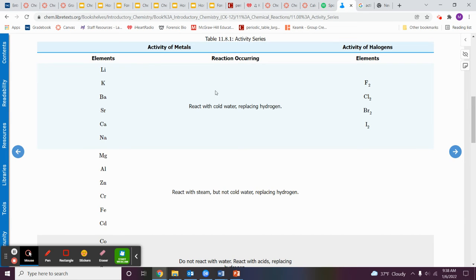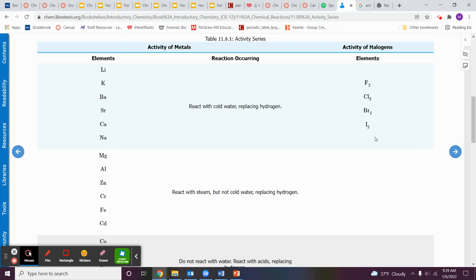Okay. So the other thing I want you to write down, it's not on here, but you also have halogens. Technically, if you don't want to write it down, as long as you remember your halogens go in order of your periodic table. So fluorine is your most reactive, followed by chlorine, bromine, and iodine. So those go in order of the periodic table.